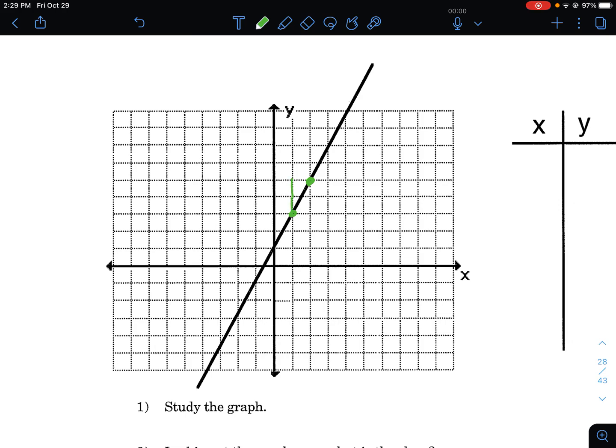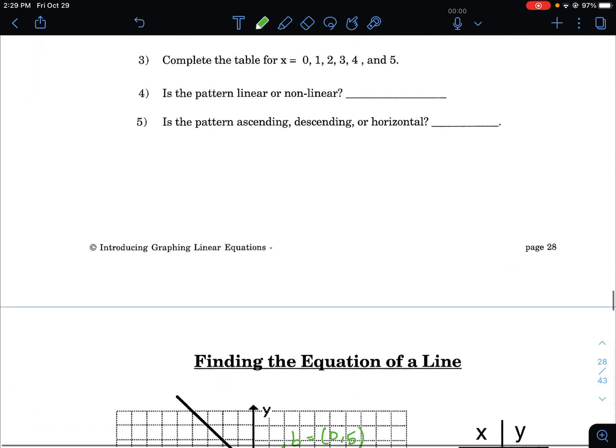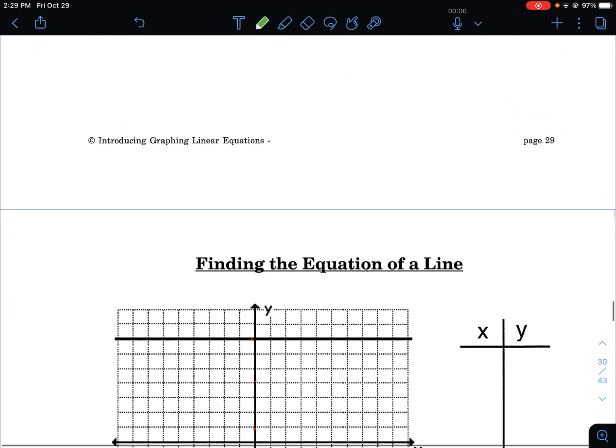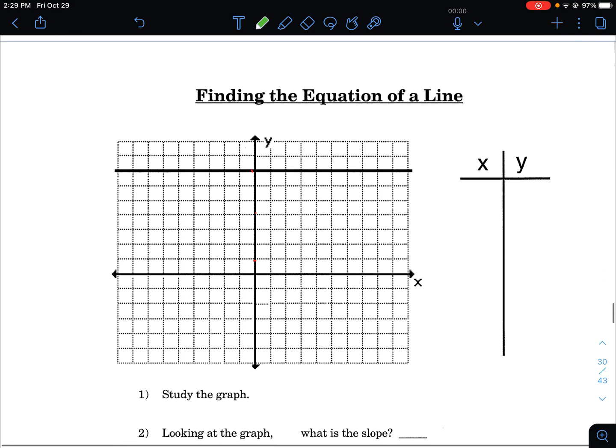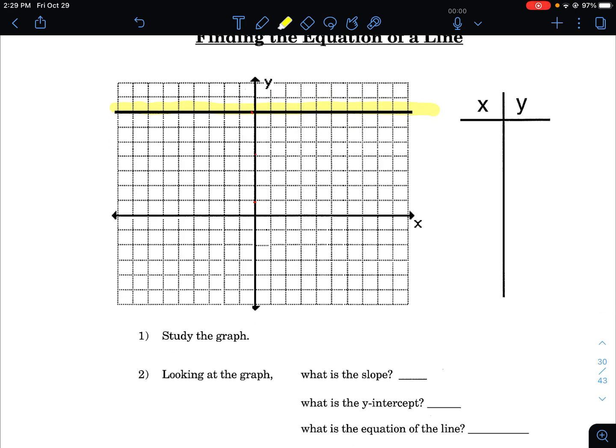I go up 2, and I go right 1, so 2 over 1, and that would be my slope. So that's how you get started on that. Okay. Next one, right here, we've got this line that just kind of cuts sideways. What is our slope? Well, we know that a horizontal line has a slope of 0. What is our y-intercept? It's right over there.